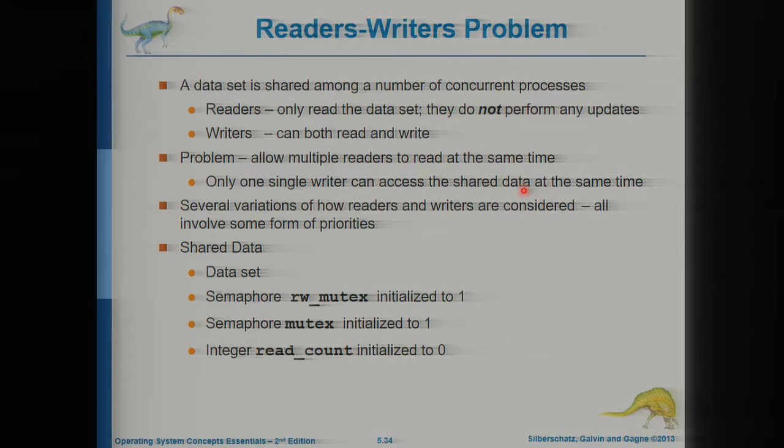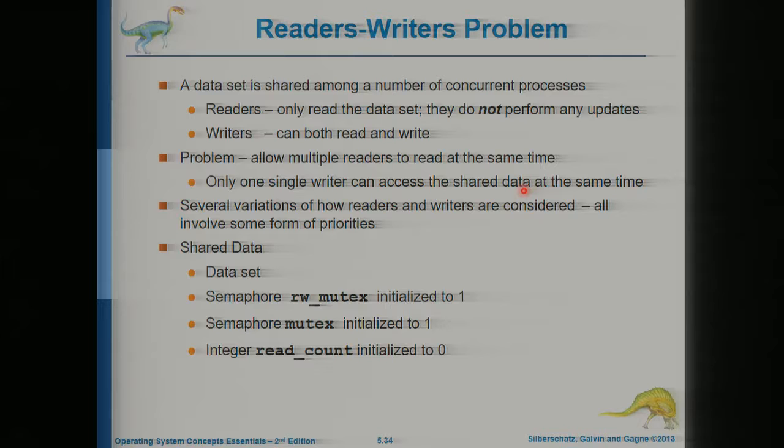But how to implement this? To implement this, we have a data set, some semaphores and an integer variable. We have semaphore read-write for mutual exclusion. N number of readers can read together, but a reader and a writer cannot, and a writer and a writer cannot. So for that we have the read-write mutual exclusion semaphore. Next we have semaphore mutex. Semaphore mutex is used for mutual exclusion on read count, since n number of readers will be reading the data. So in that case we will be counting how many people are reading the data.